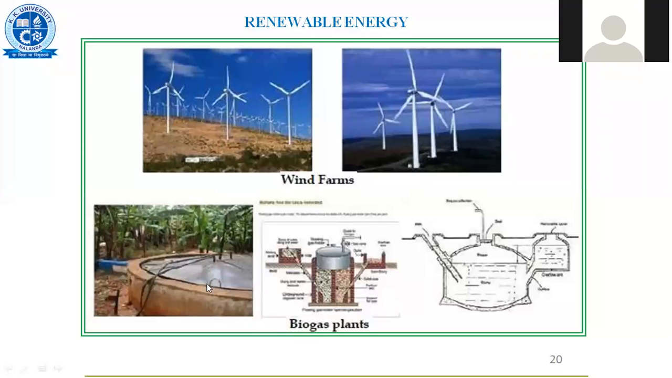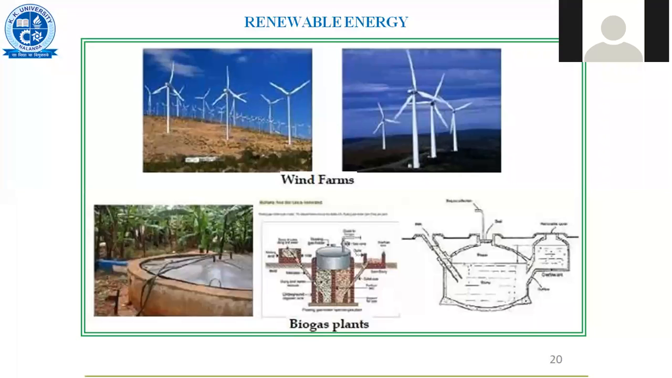This is called a floating drum type biogas plant. This is the one, and this is the underground part. It's a concrete structure. All the gas which is formed gets collected in the drum because it's very light, and this drum now, as it is shown, does not have any gas inside.